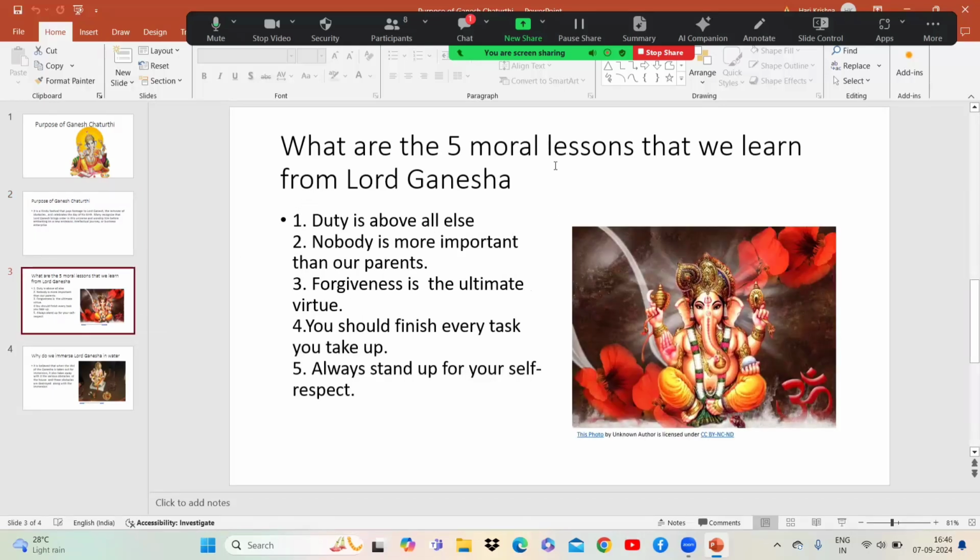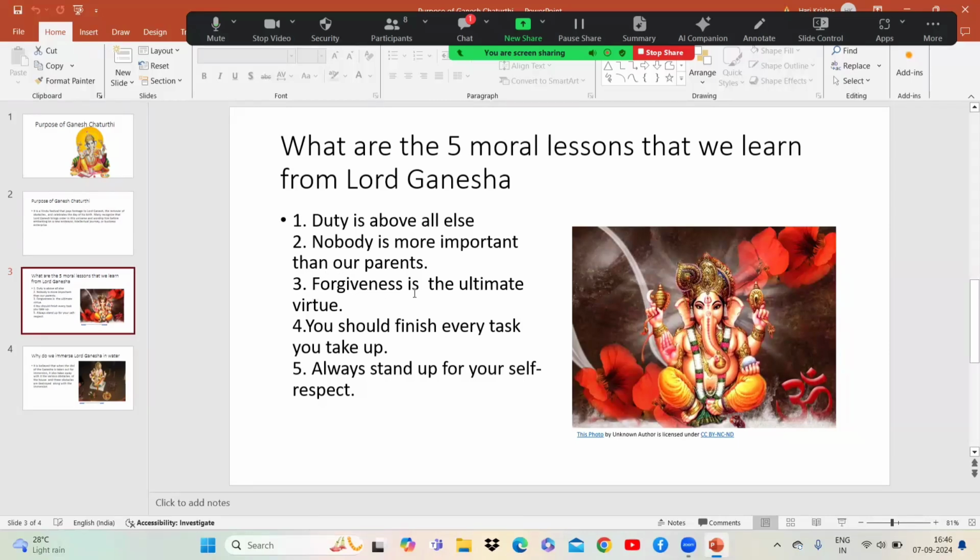And you can see what are the 5 moral lessons that we learn from Lord Ganesh. And here I have 5 points. Duty is above all else. So duty is the first priority over anyone else. And nobody is more important than our parents. So from Lord Ganesh, what we can draw is that nobody is more important than our parents.